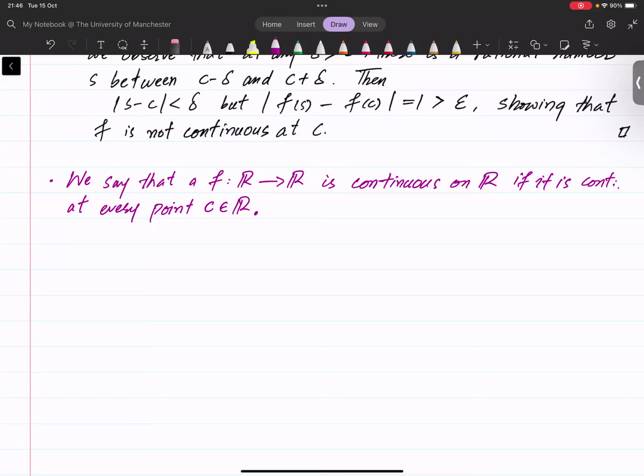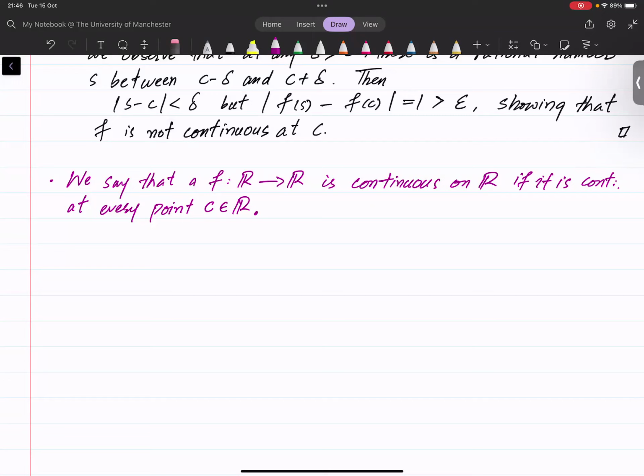Now, roughly saying, this says that the graph of the function f is a continuous line which can be drawn without taking your pen off the paper. But this could be misleading also, because there are continuous functions whose graphs cannot even be drawn.